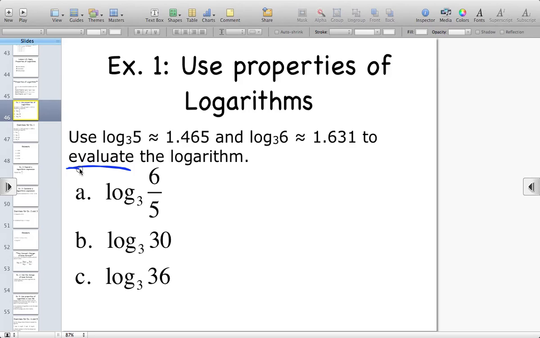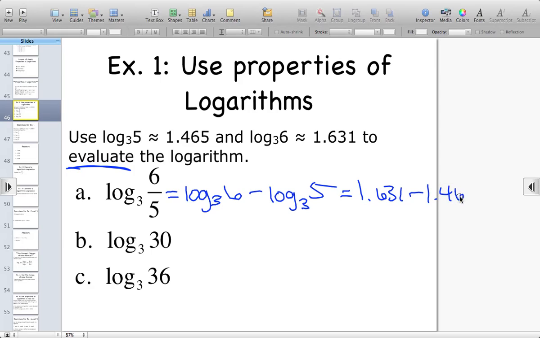So we see a quotient here. So using the quotient property, we're going to subtract. So log base 3 of 6 minus log base 3 of 5. Plug in the values given to us. Log base 3 of 6 is 1.631, and log base 3 of 5 is 1.465. Plug that into your calculator, or do it by hand if you want to, and we get 0.166.